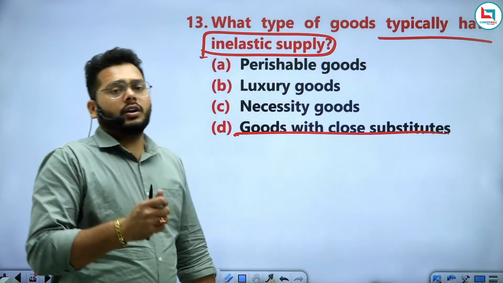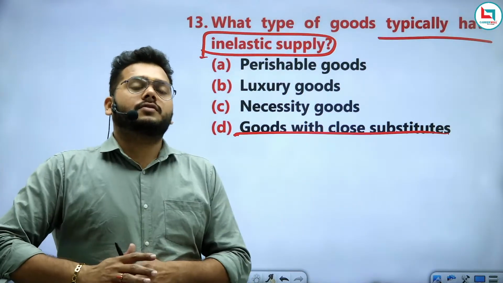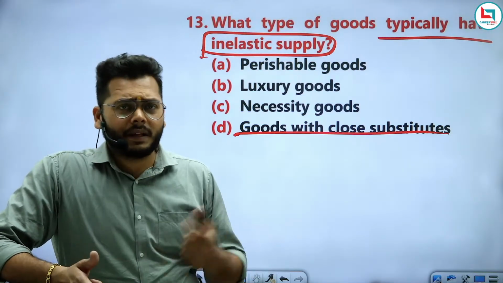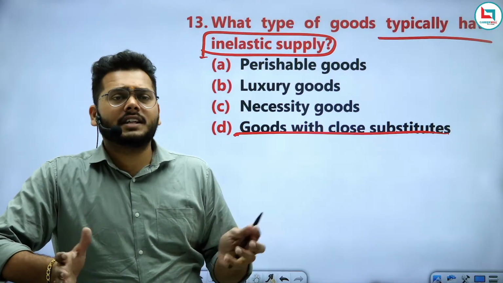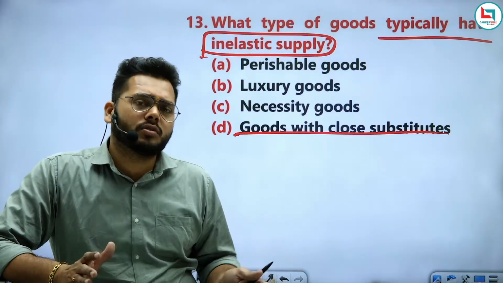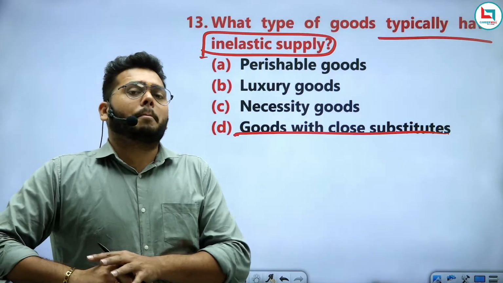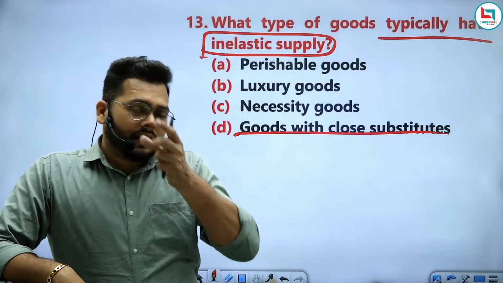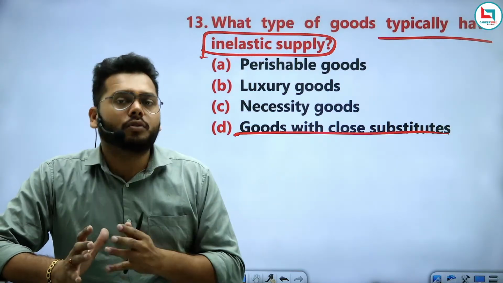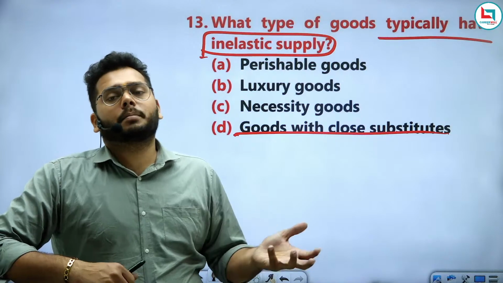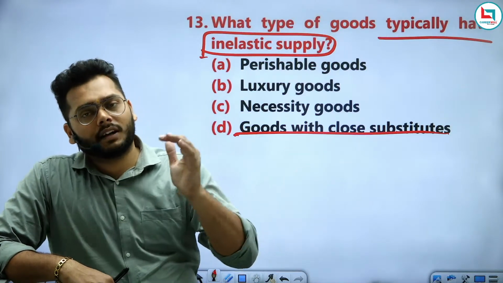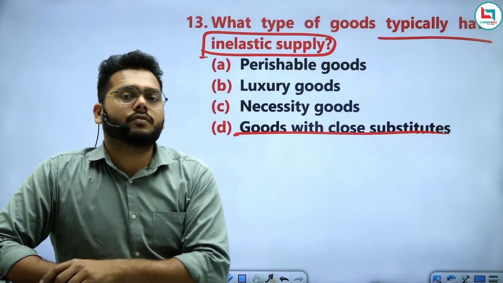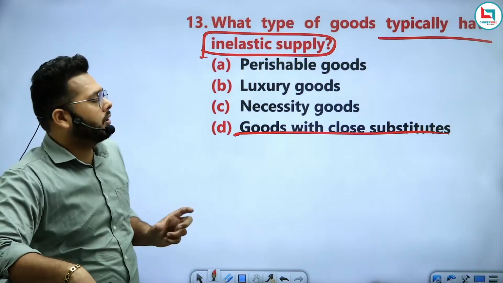Close substitute means when there are two goods which are very similar to each other, like ball pen and gel pen, tea and coffee. These goods are very much similar. Maggie and Yippee noodles, these are totally similar to each other. If there is an increase in the price of one good, there is a total impact on the demand or supply of another good. So this is the availability of close substitutes.